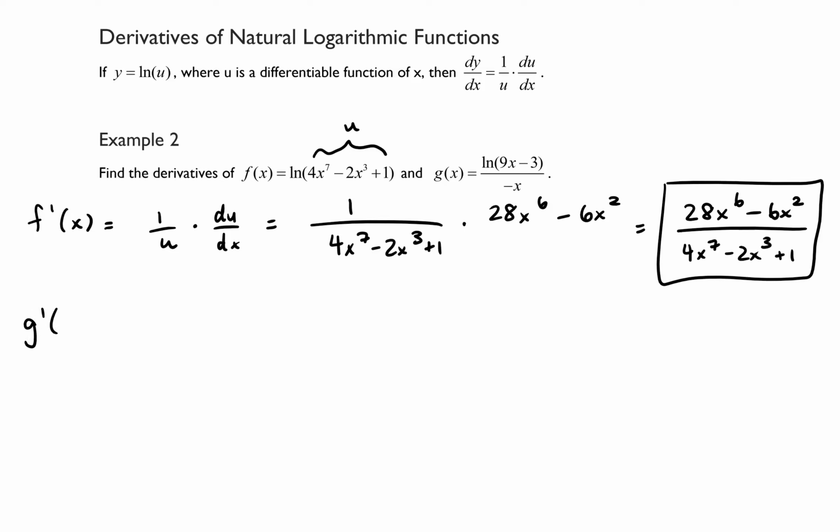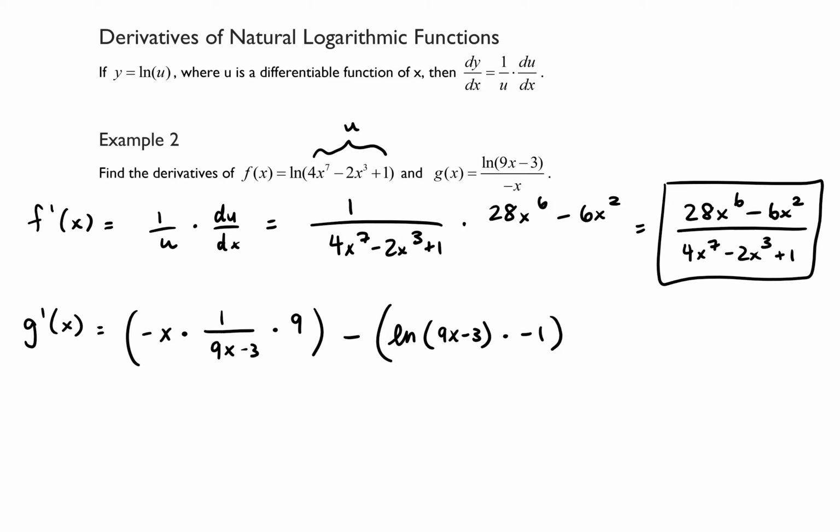Let's go ahead and find g prime of x. Here we will need to use the quotient rule. So bottom times the derivative of the top, which is going to be 1 over 9x minus 3, and then we need to use the chain rule and multiply that by 9. So bottom times the derivative of the top minus the top times the derivative of the bottom, which is going to be negative 1, all over the bottom squared. So that's going to give us that.